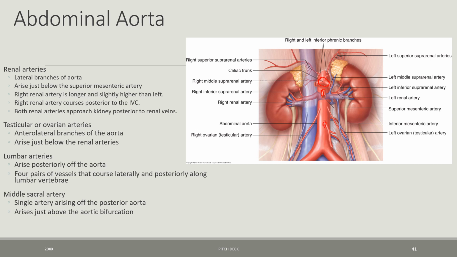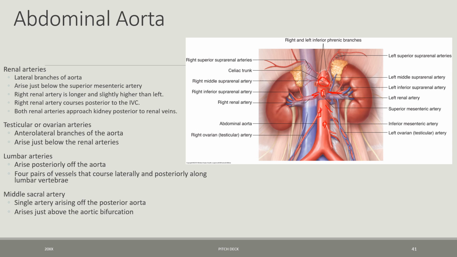Now, laterally off the sides of our aorta, we're going to have our renal branches. So they're coming here and here. They arise just below the superior mesenteric artery. The renal artery on the right is slightly longer than the renal artery on the left, and that's simply because it has to cross over the IVC rather than going directly into the organ. So it's always important to remember that our aorta is to the left of the IVC.